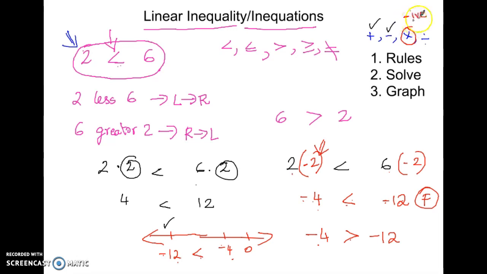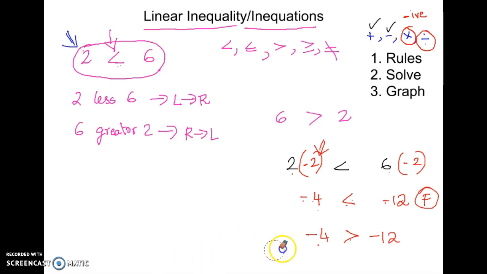Negative number. The same happens when you divide by a negative number. The inequality will have to be reversed, otherwise it won't be true. Let me show you a very quick example. Maybe here itself you had 2 less than 6. Let's try to divide by -2 on both sides.